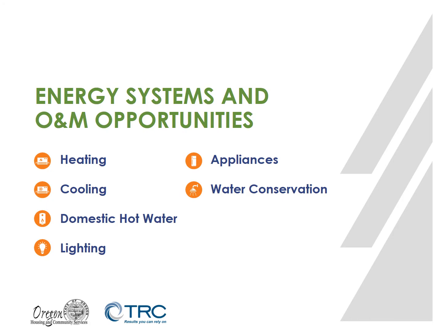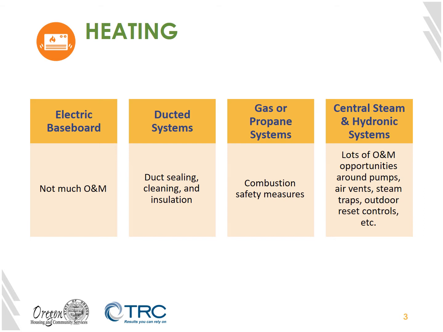In this section, we're going to talk about a number of different system types, including heating, cooling, domestic hot water, lighting, appliances, and water systems. We'll start with heating systems.